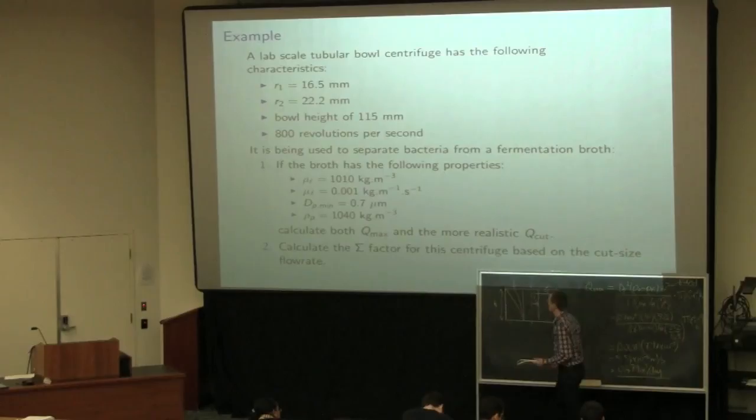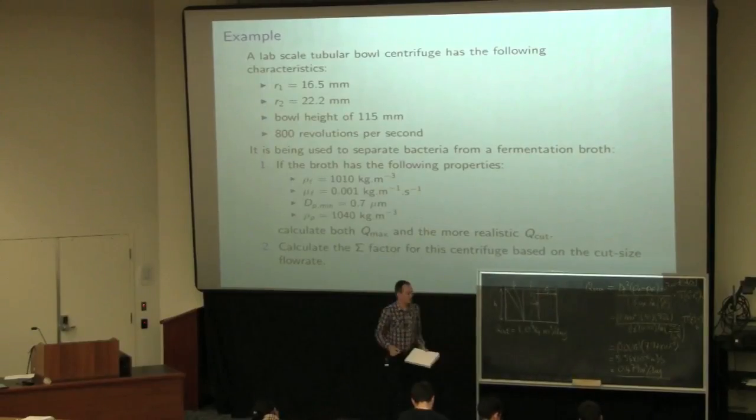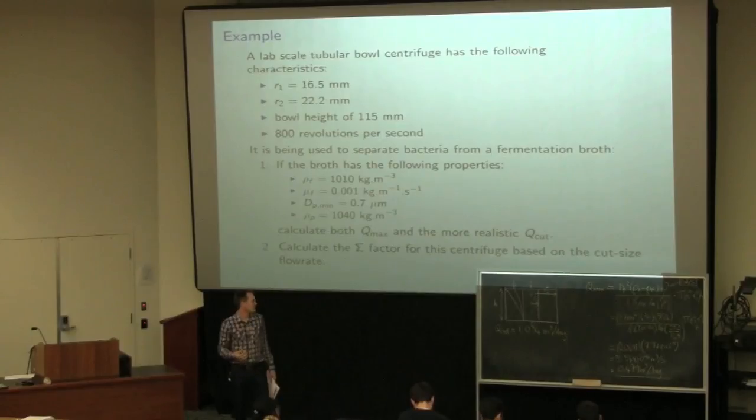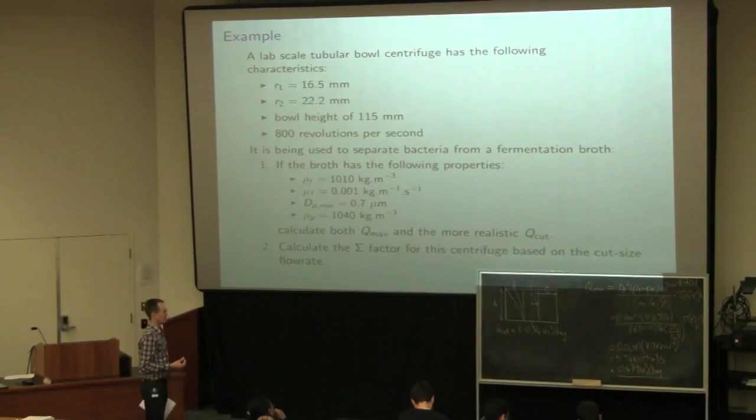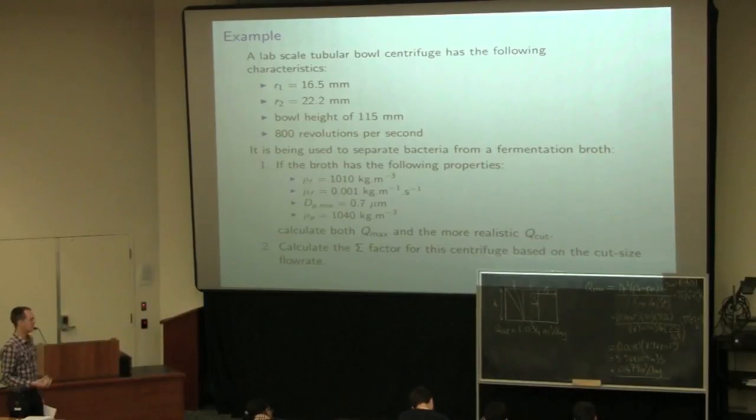Now if you follow those same equations but for Q cut this time, Q cut has a slightly different term in the denominator. It's not the log of the ratio of the radiuses anymore. If you repeat the calculations, you can show that Q cut is 1.034 meters cubed per day. So just by using the fact that we're integrating through different limits on where that particle lands up, we get slightly more than double the volumetric flow rate that you can treat through that centrifuge. It's not exactly double, but it's just over that.